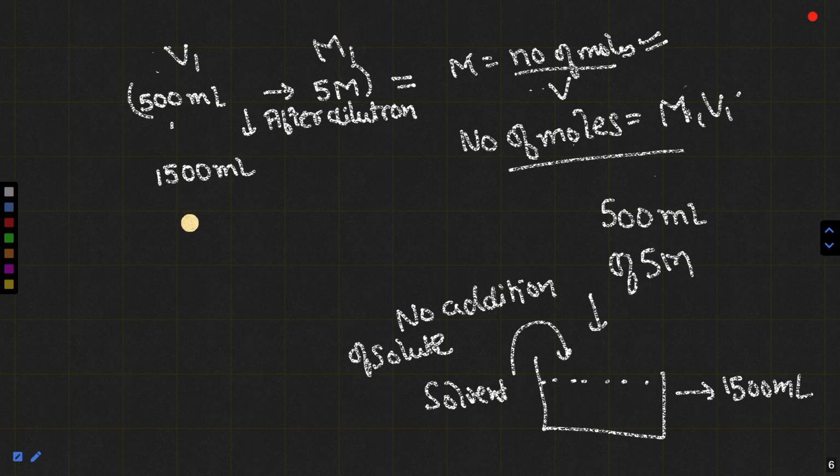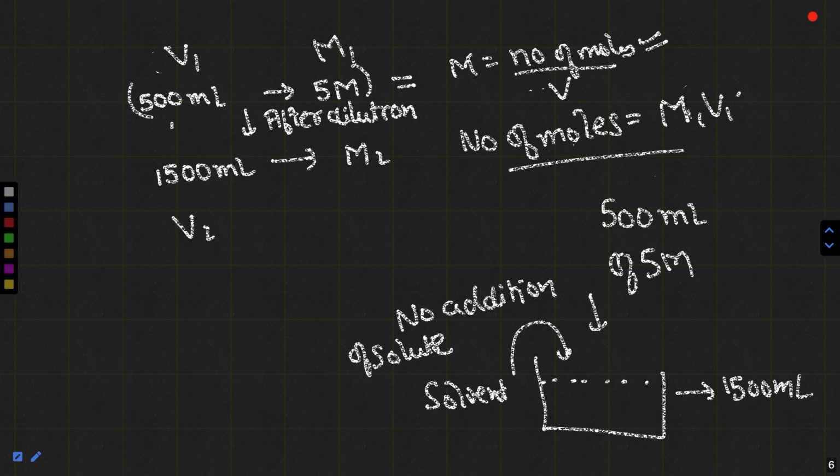Now after dilution, we have a new volume plus a new concentration about which we are unaware. We have to calculate it. So let us assume the molarity is m2. Yes, Gaurangi, you are telling it right. If we keep on increasing more and more water, we are decreasing the concentration. It's very simple to understand.